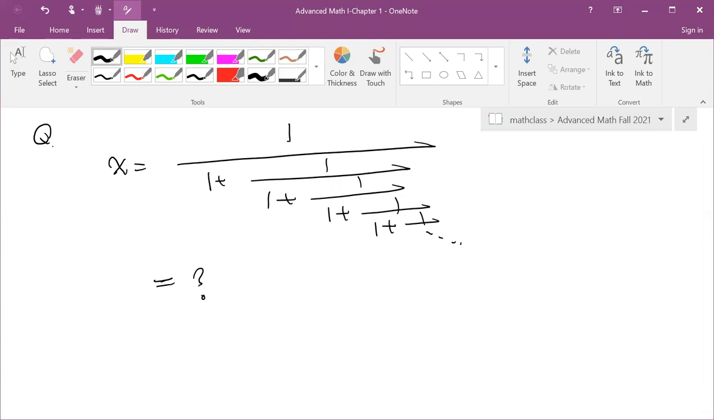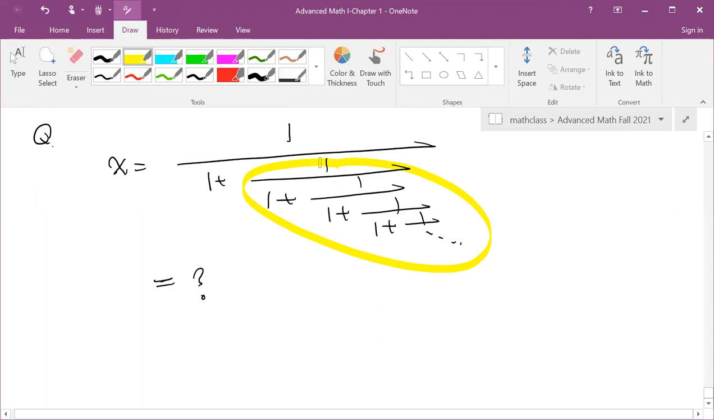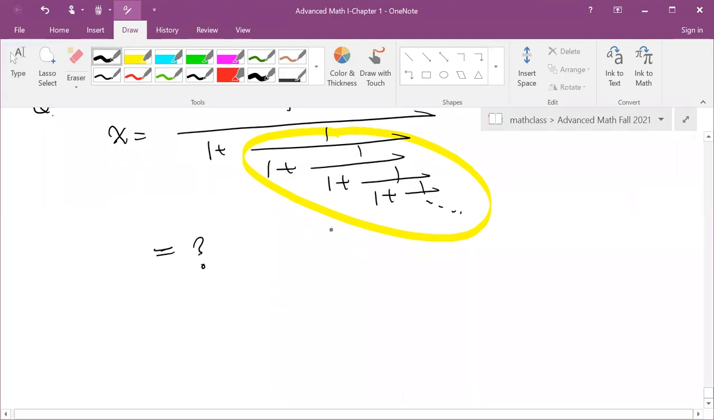How do you solve this problem? Well, do you notice that this portion is the same as the whole fraction, right? Do you agree? So that means this is also x.